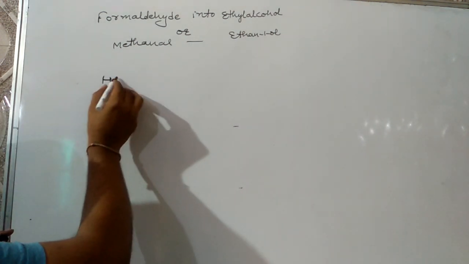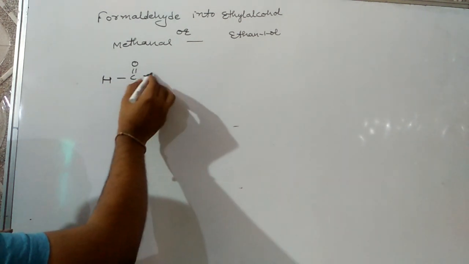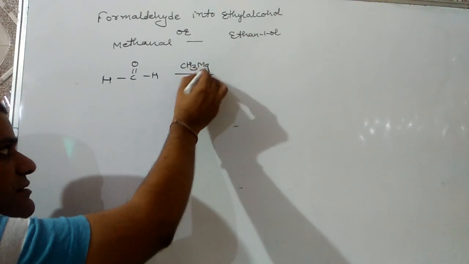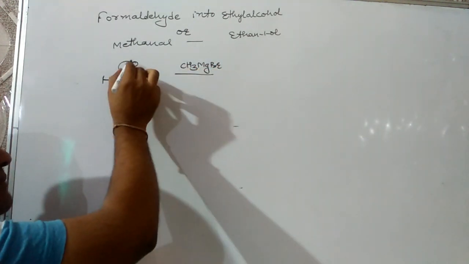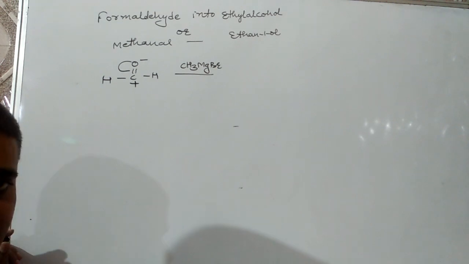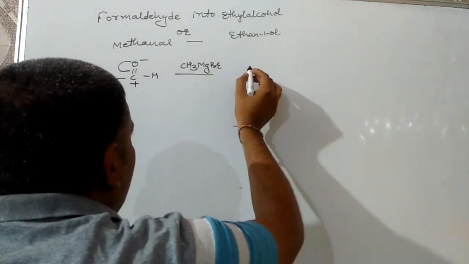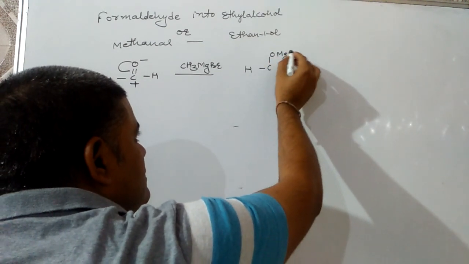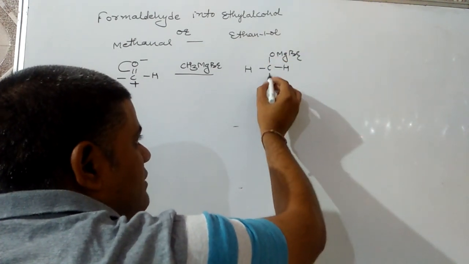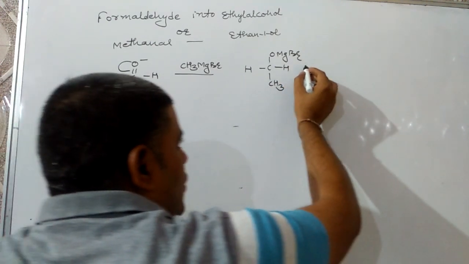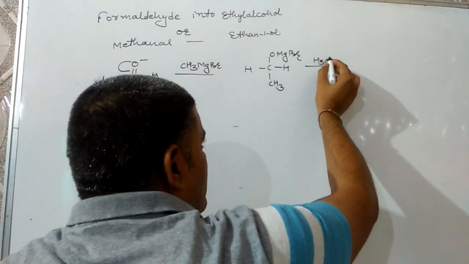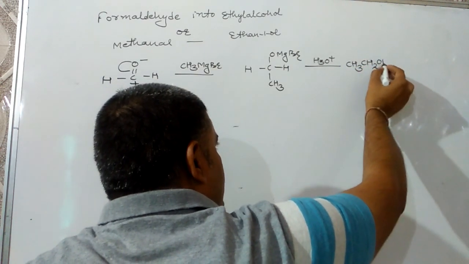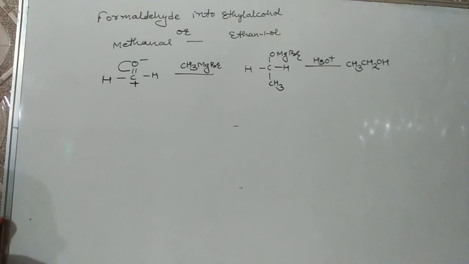Here formaldehyde is HCHO. One carbon we have to increase, so we can add CH3MgBr. Nucleophilic addition will take place due to the electromeric effect. Methyl will go to carbon and OMgBr will go to oxygen. An addition compound is formed, and that addition compound on hydrolysis gives ethyl alcohol.